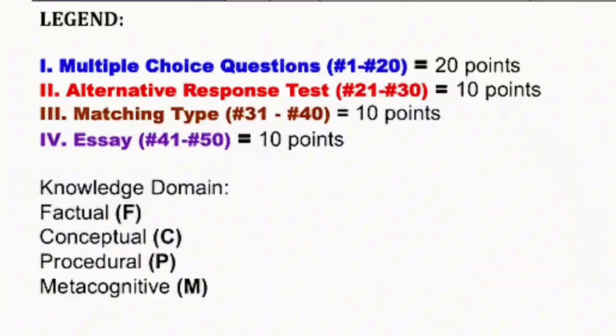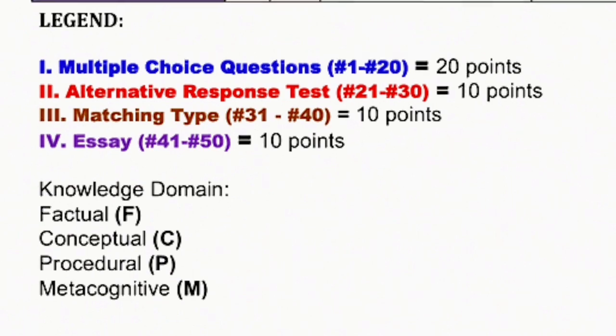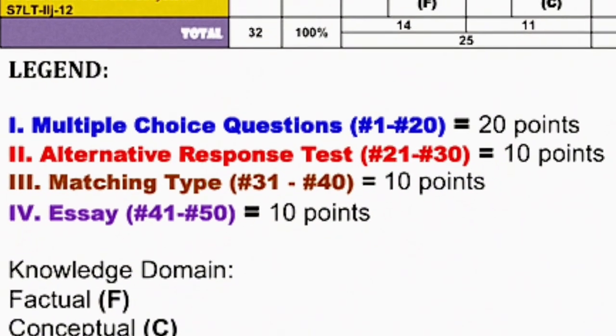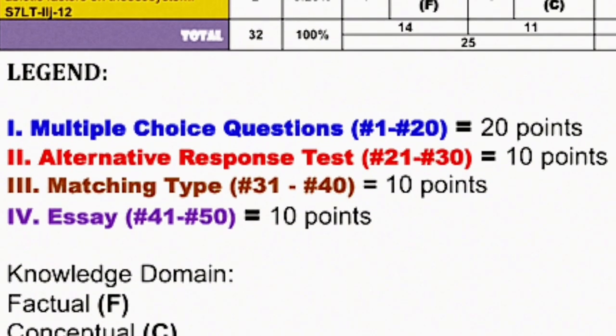Step 6. Finally, it is where you identify the type of assessment and the knowledge dimension. We should also identify the assessment types that align with your educational objectives. In our TOS, we have multiple choice questions, color blue, alternative response test, red, matching type, color brown, and for essay, we have color purple.